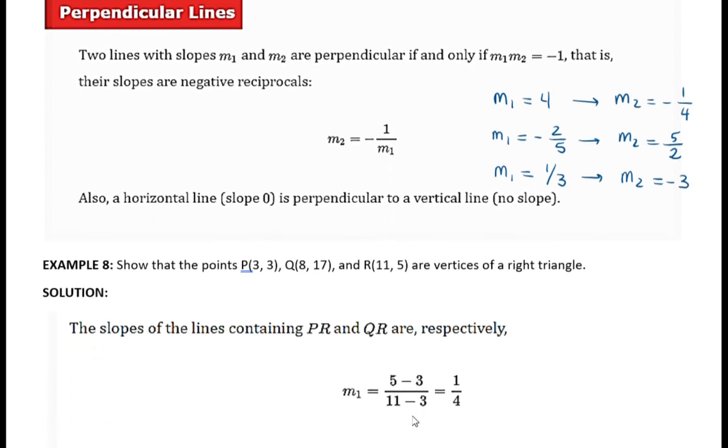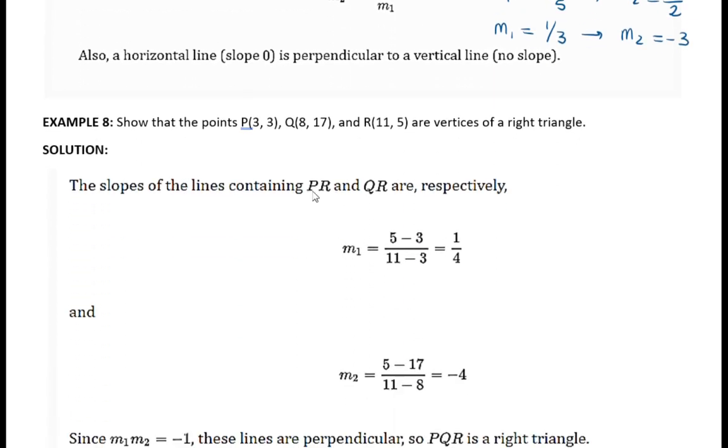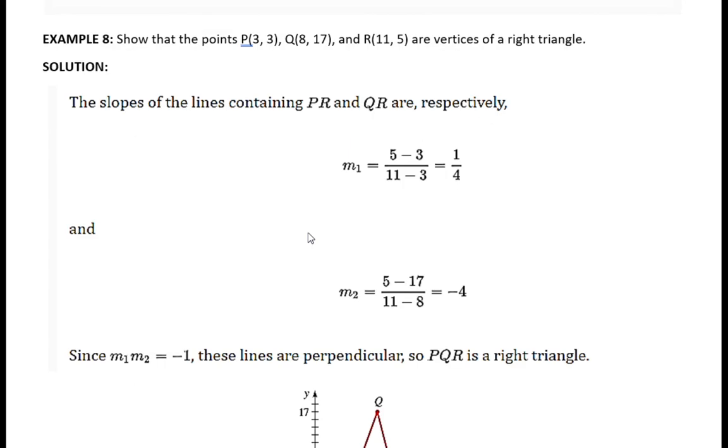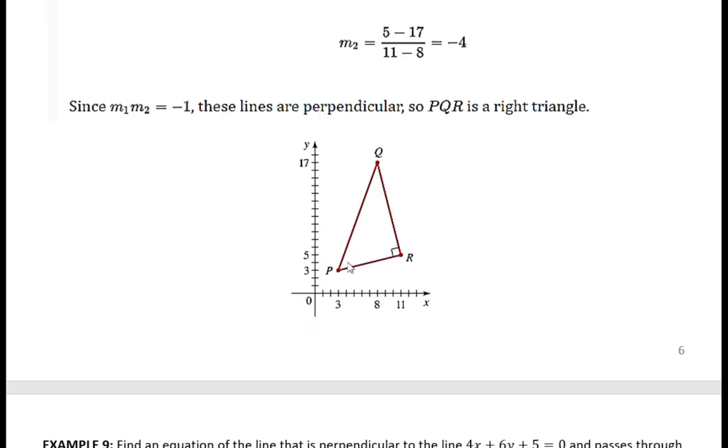So I put the solution in here. See, they look at PR and QR. One of them is the line passing through PR and then QR. One of them has slope 1 over 4 and the other one has slope negative 4. They are negative reciprocals of each other. If you multiply them, you get negative 1. So that means the line segments PR and QR are perpendicular. So that means this is a right triangle. It's a really nice problem. And they put the graph in here as well.